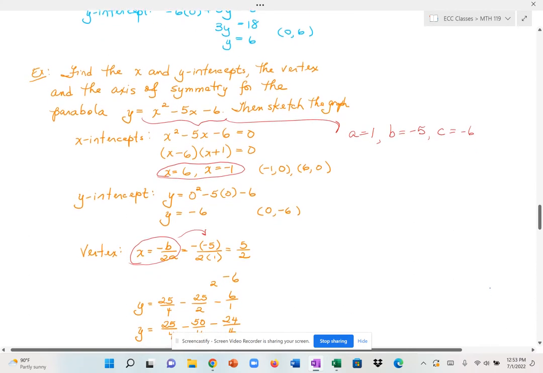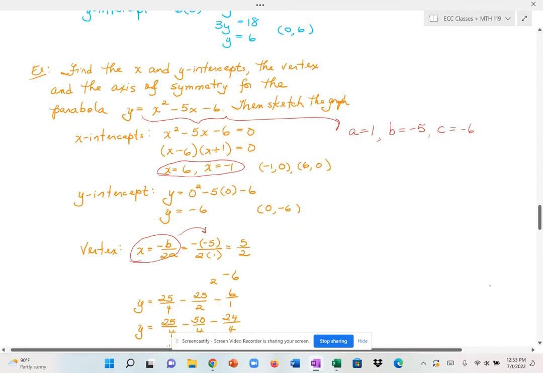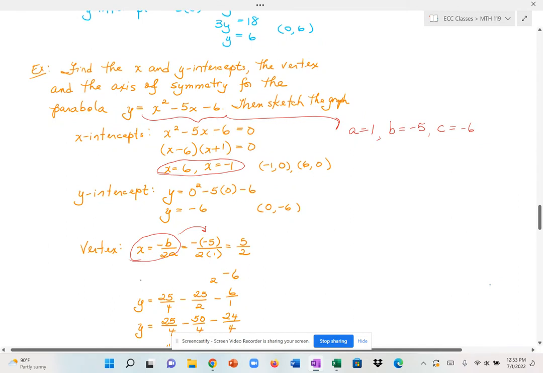So that 5 halves has to get plugged into the original equation, and I think some of this may have been erased. So let me rewrite this. So this will be 5 halves squared minus 5 times 5 halves minus 6. So that gives us 25 over 4 minus 25 over 2 minus 6 over 1.